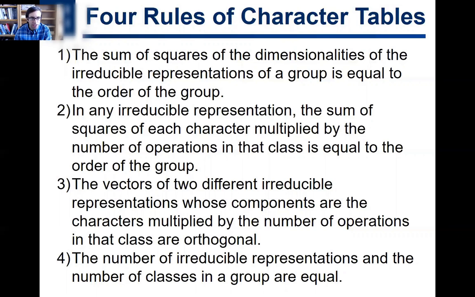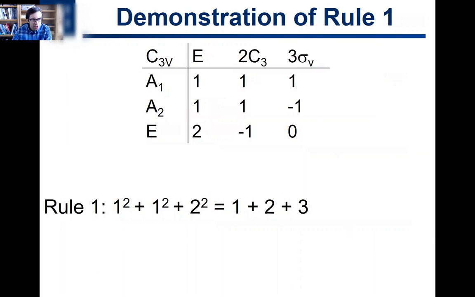Like a lot of things that are sort of mathy, it's best just to see examples. So let's do that. Let's look at the C3V character table, which we've been looking at. Rule one, it's much simpler just to see in practice. This one is the sum of the squares of the dimensions equals the order.